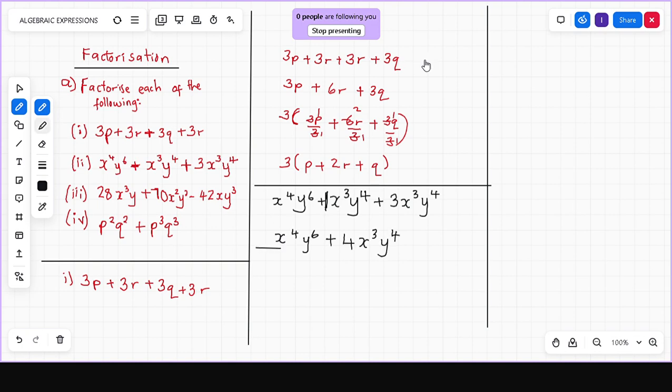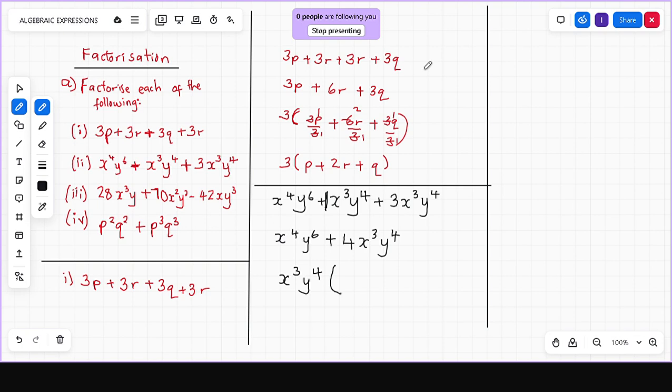So the common factor now, this example, becomes the one with the least power, x power 4 and x power 3. So the least power is x power 3, we take it outside the bracket. Y power 6, y power 4, it is y power 4. Those are the common factor. Now, we have taken x power 3 outside the bracket.